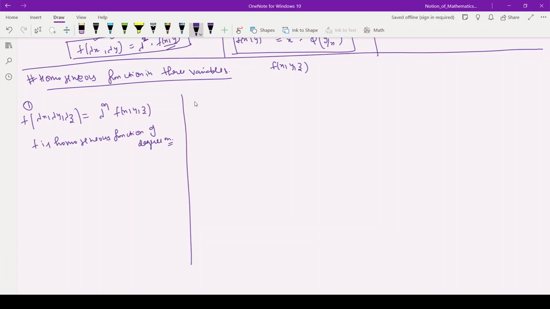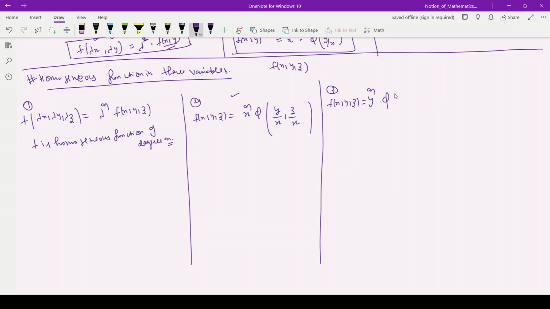Now students, thereafter, what is the second way? If the original function f(x, y, z) can be written as x to the power n into a function of y upon x comma z upon x, then also the given function is homogeneous. The third way is, if I can write f(x, y, z) as y to the power n into a function of x upon y and z upon y, then also students, it will be a homogeneous function.